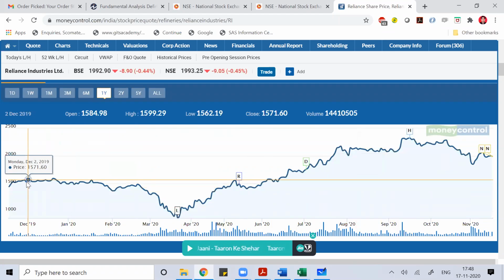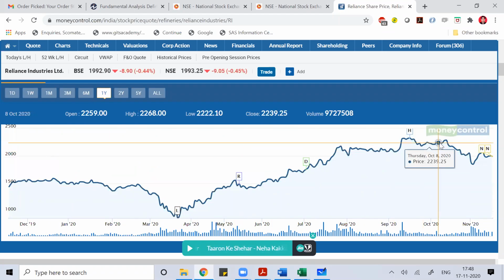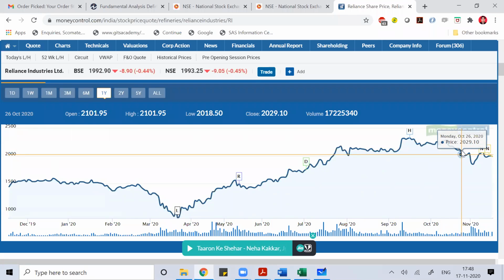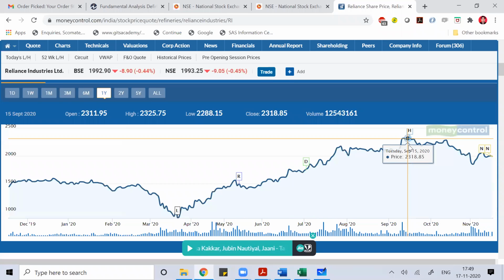If I see December last year, this stock was trading around 1500. Now the same stock is trading at 2900-something. So compared to last year, you can see the stock has actually gone up. But if you see today, it has fallen by 0.45%. So you have to understand this value. That negative 0.45% is on a day-to-day basis. You should not simply look at the day-to-day movement.